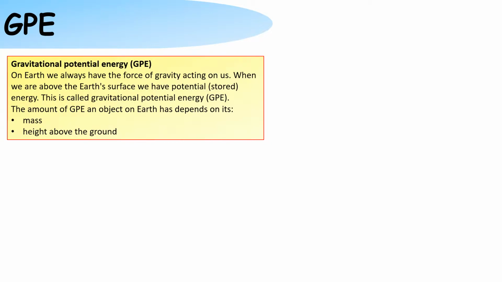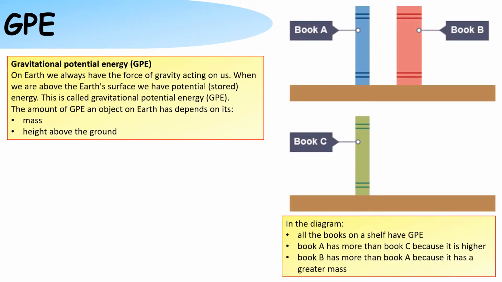On Earth, we always have a force of gravity acting on us. When we are above the Earth's surface, we have potential or stored energy. This is called gravitational potential energy. The amount of gravitational potential energy an object has depends on its mass and the height above the ground.